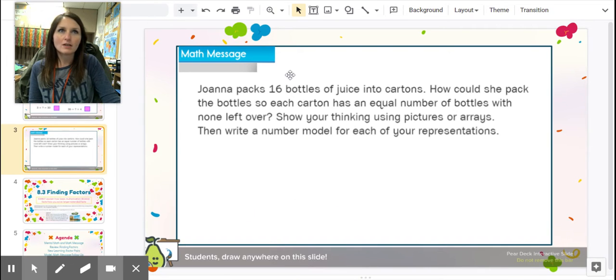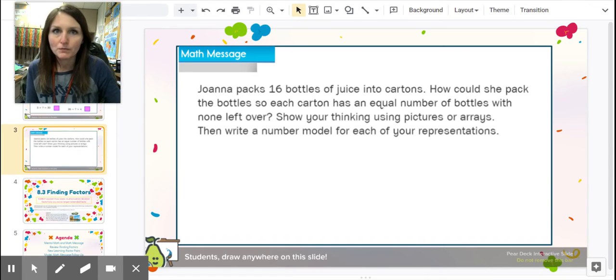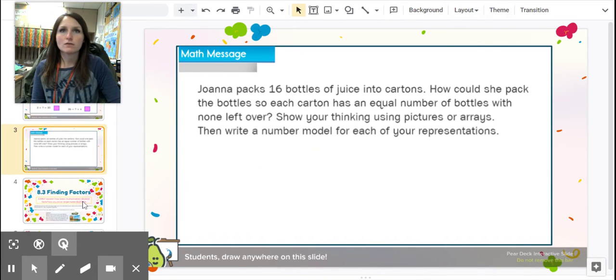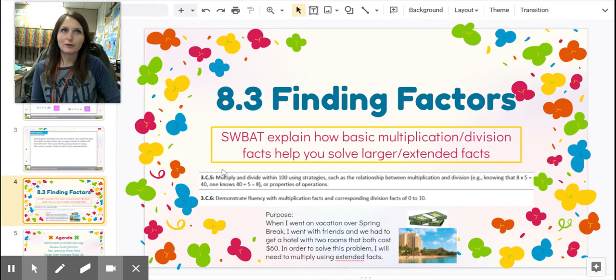Okay, so really try to think, how could she pack 16? So that they're equal with none left over. When you make your array, it should be like a box, or like a rectangle. There shouldn't be little extras left over that are like one by itself. So see if you can do that. I'm going to come back and model this same question for you in just a little bit.